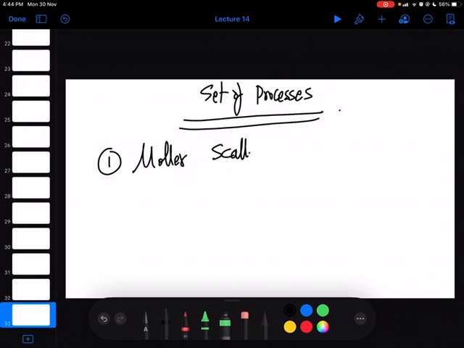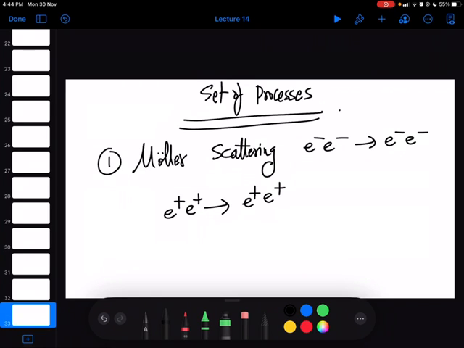So these processes are essentially Møller scattering, e minus going to e minus e minus. Now I want you guys to look at what happens for e plus going to e plus e plus. What is my amplitude? Instead of electrons, what happens with positrons? So this would be one of the assignments essentially: Møller scattering with this.